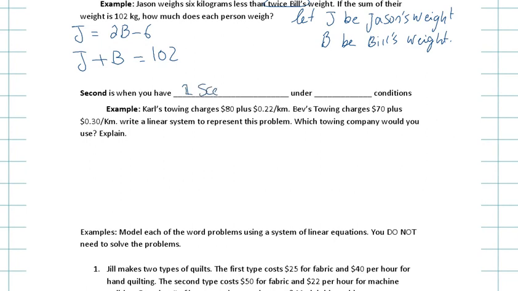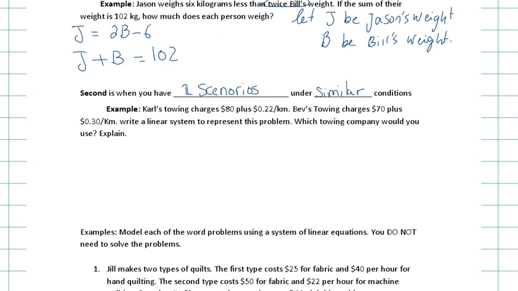Under similar conditions. Okay? So when I'm talking about two scenarios under similar conditions, it's when you're comparing, let's say, the prices of two companies. Let's say when you're comparing Bell Canada to Rogers, okay? And then you're going to see how much it costs you.